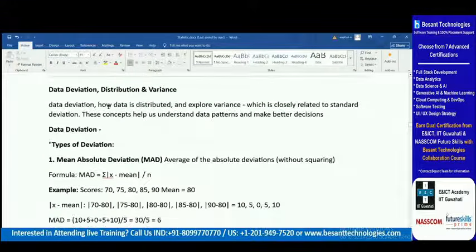So now let's start with data deviation, distribution, and variation.